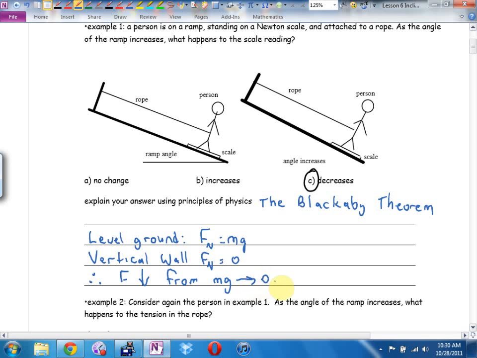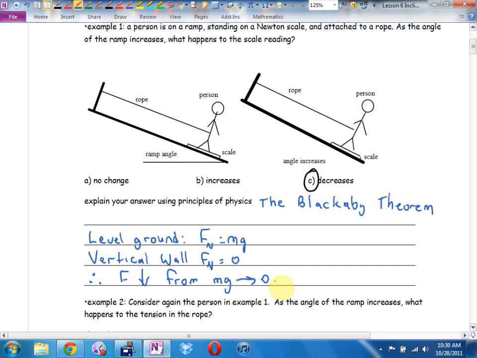Have we convinced you, Emily? Okay. By the way, Matt's approach works very well, I think. So the Blackaby theorem, the Blackaby approach, the Blackaby strategy works very well, I think, for example two.